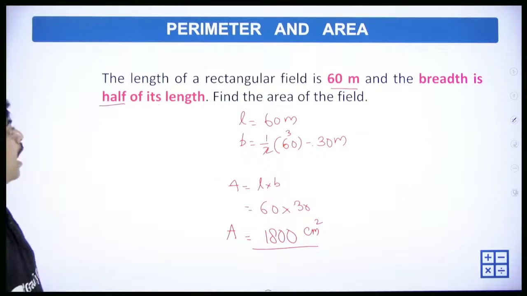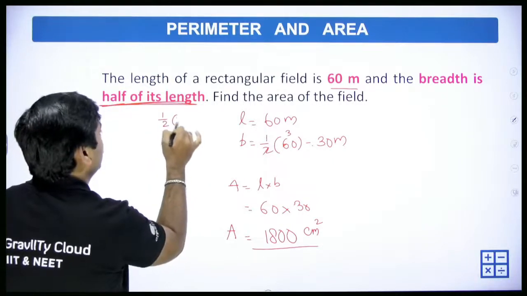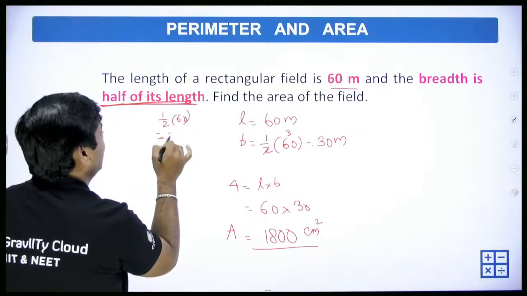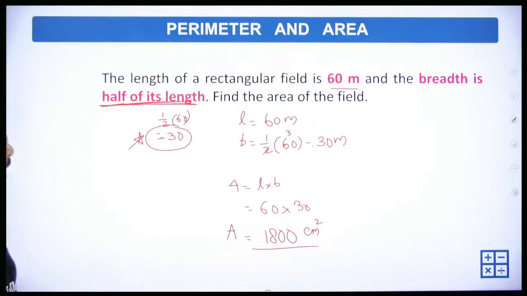Okay. Half of its length, you need to understand this statement. Half of its length, that is half of 60. Half of 60 is 30 meters. So if this is clear, you can solve the remaining questions. Okay, the next one.